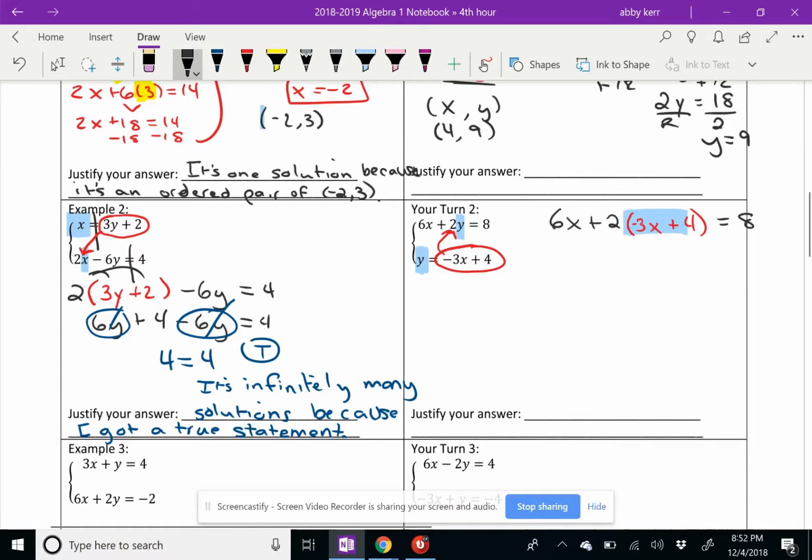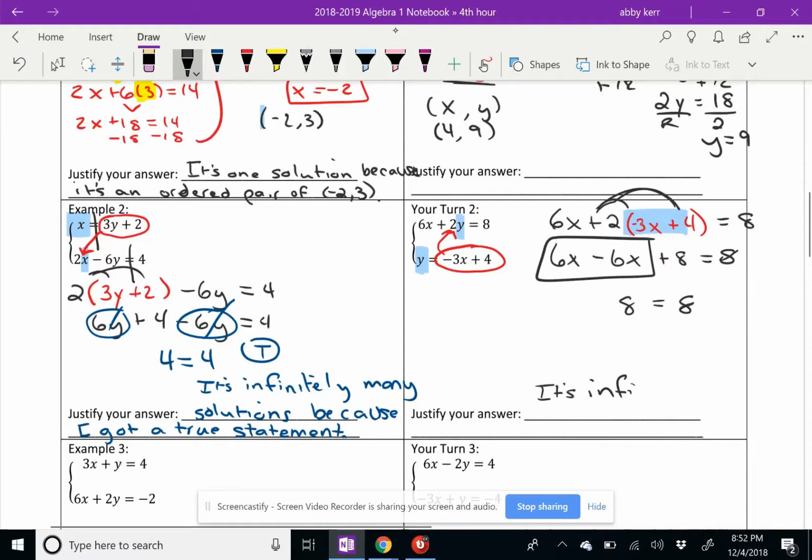Now when you distribute, you do nothing with the 6x. It's just the 2. So 2 times -3 is -6. 2 times 4 is a positive 8. When you combine like terms, the 6x goes away. You're left with 8 equals 8. So once again, it's infinitely many solutions, because I got a true statement.